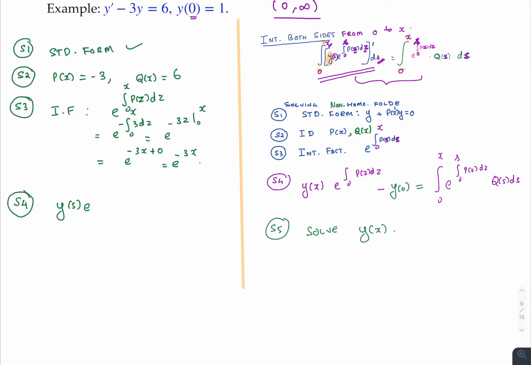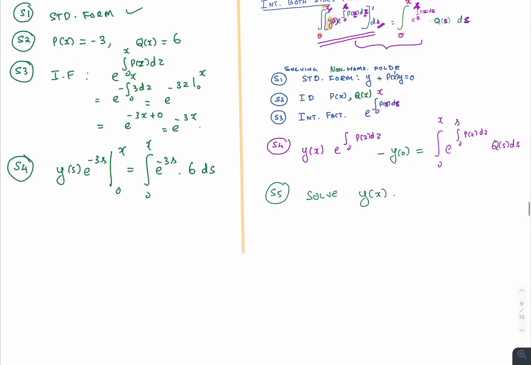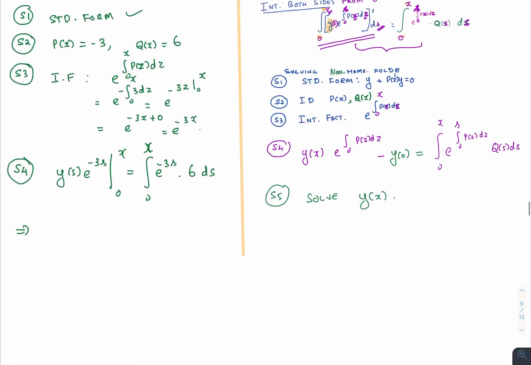y of s, e to the what were the integrating factors? It's going to be e to the negative 3s, from 0 to x, equals the integral from 0 to x of e to the negative 3s times q, which is 6, ds. Let me plug in the upper and lower limit. When I plug in the upper limit, this is going to be y of x e to the negative 3x minus y of 0, just like you see them right here, right?